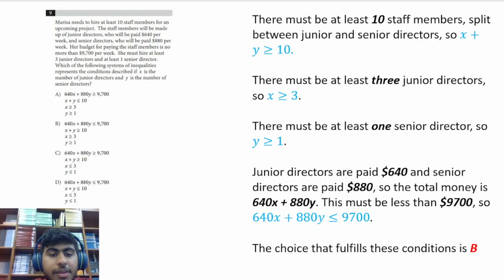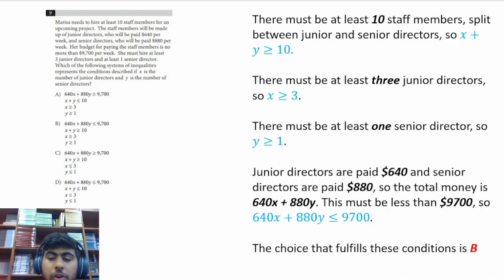Now, we haven't even done the last inequality yet. It's going to be the hardest one, but we don't even need to do the last inequality, because we can take these 3 inequalities and find that the answer is B, because it's the only answer choice that fulfills all 3 of those inequalities. However, I still do recommend finding the last inequality just to check your answer, right?